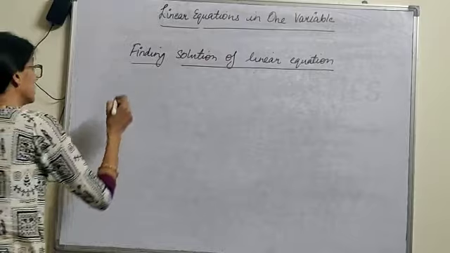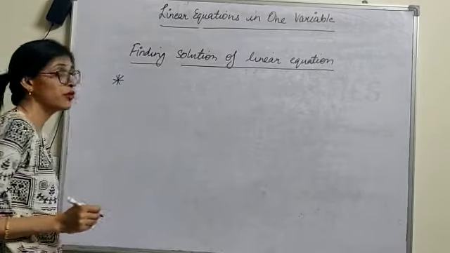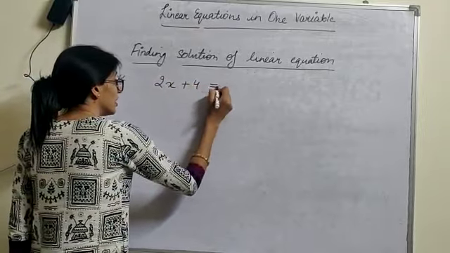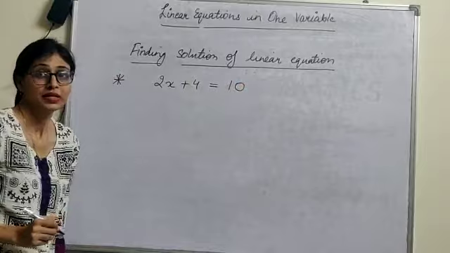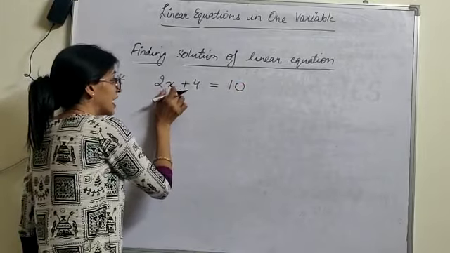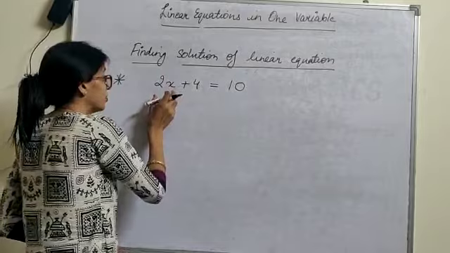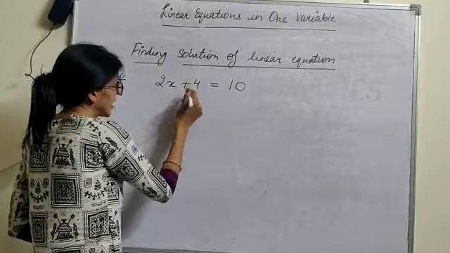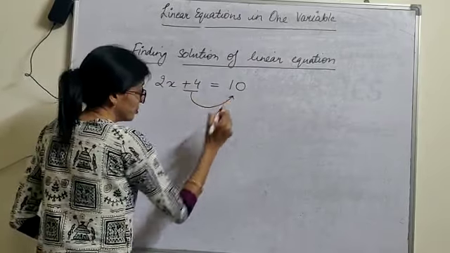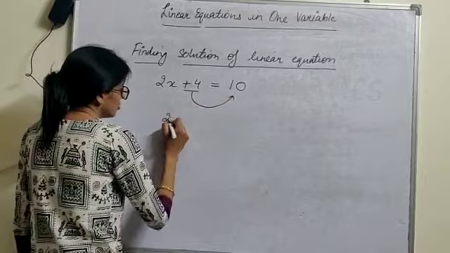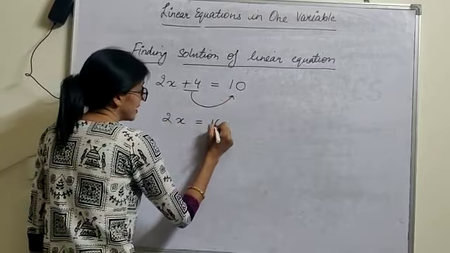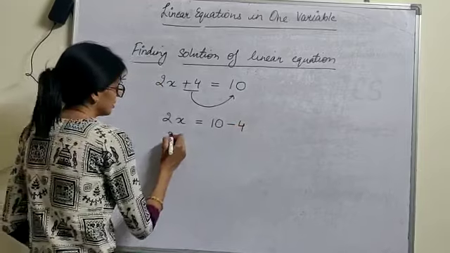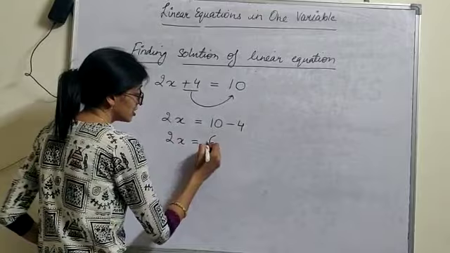In the third part, suppose the equation is given to you, 2x plus 4 equals to 10. Now here we have to find out the value of x, but with x there is a 2 and also there is a plus 4. First of all, take this plus 4 to right hand side. 2x on the left hand side, plus 4 when goes to right hand side becomes minus 4. 2x equals to 10 minus 4, 6.